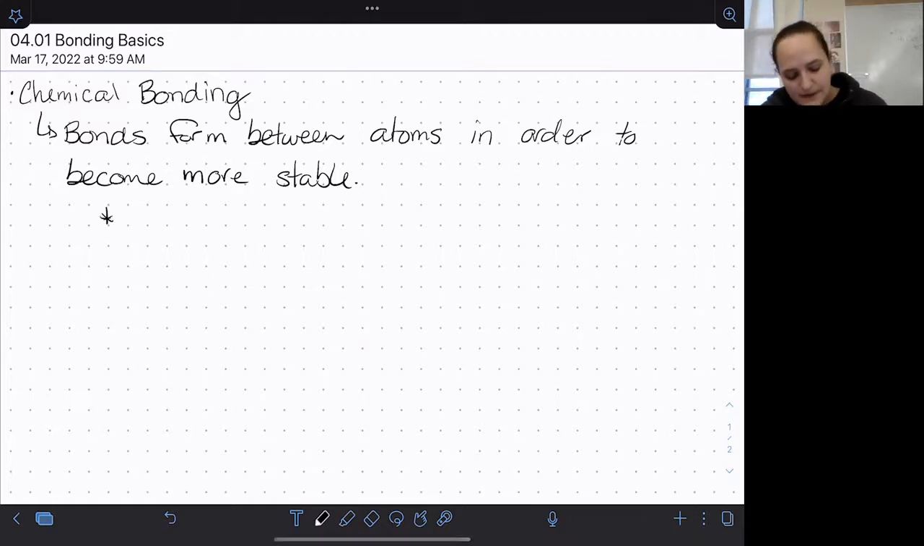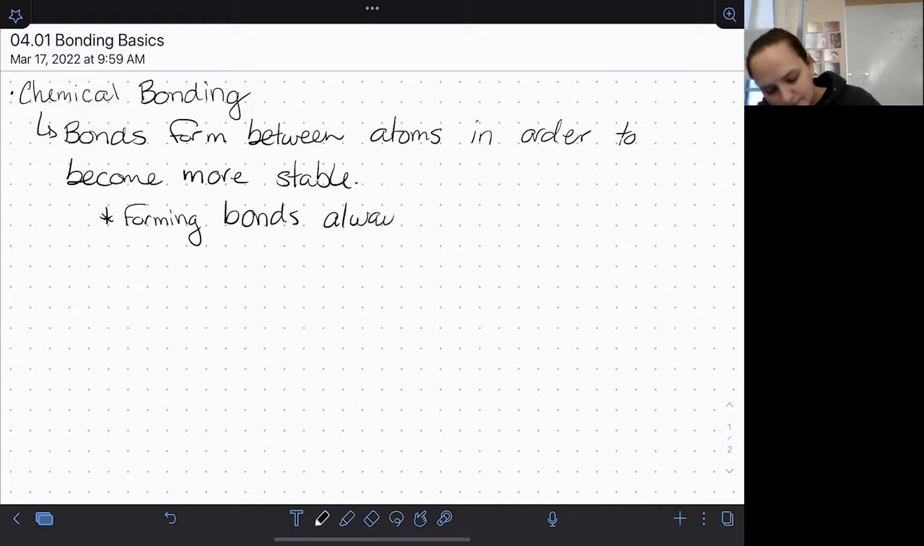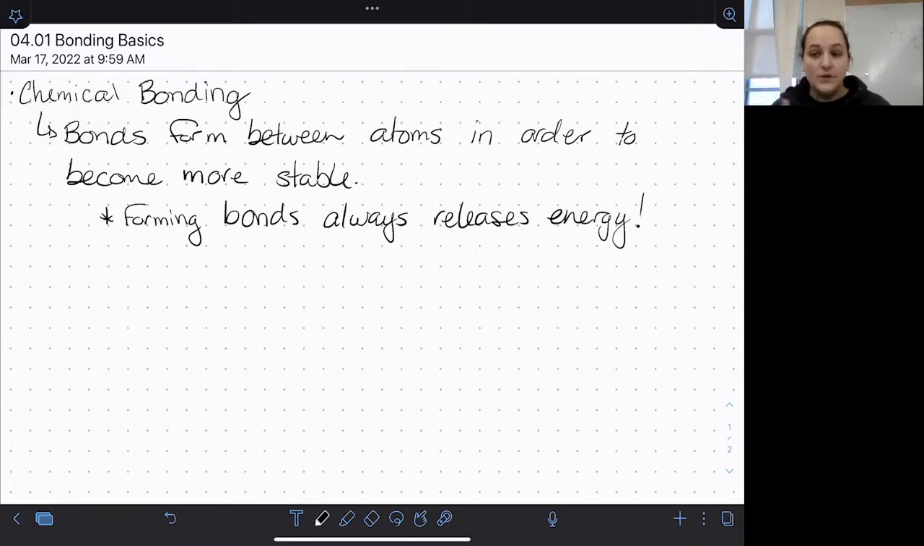And a consequence of this is that forming new bonds always releases energy. So if something is becoming more stable when a bond forms, more stable means that thing is lower in energy. So if it's becoming more stable, it's starting at a higher energy, it's ending up at a lower energy. It means that energy has to go somewhere, and it's going to be released from those atoms to whatever else is around, other atoms of some sort, or other objects nearby. So forming bonds always releases energy.